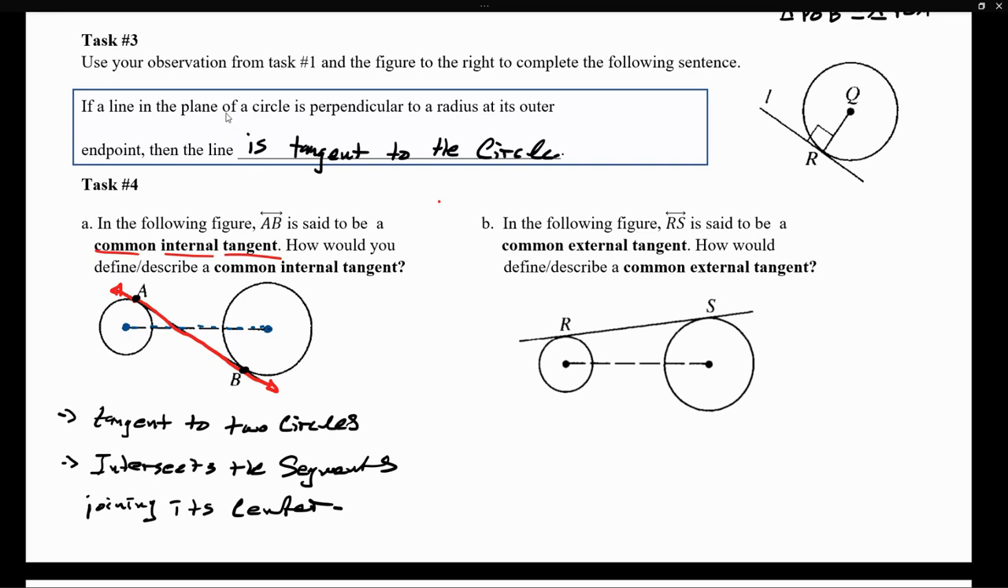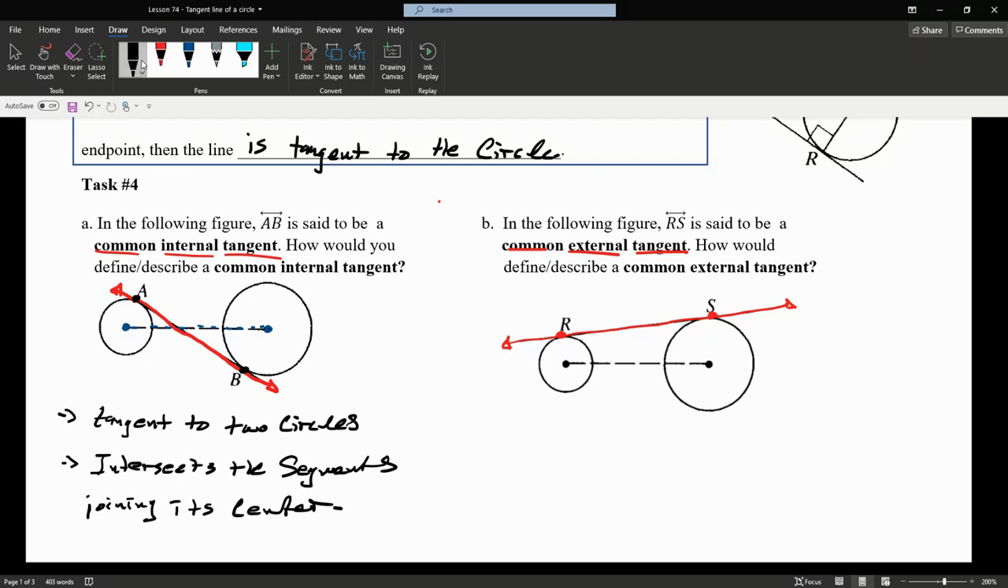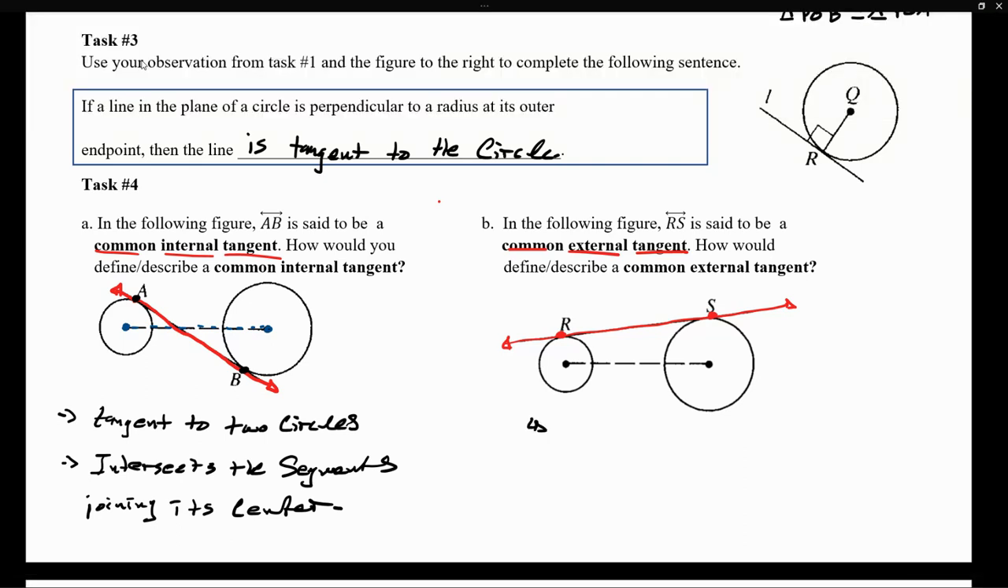So now we have another kind of tangent line, which is called the common external tangent line. It is a common tangent line because RS has the property of a common tangent line: it is a line that is tangent to two different circles. So how would we define a common external tangent line? Well, the first thing, if it's a common tangent line, then it must be tangent to two circles.